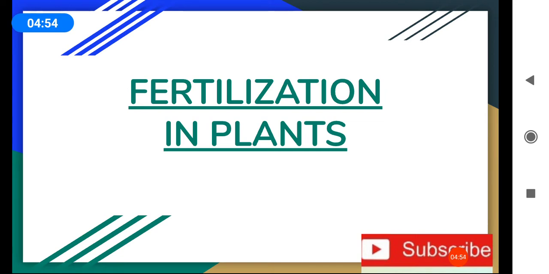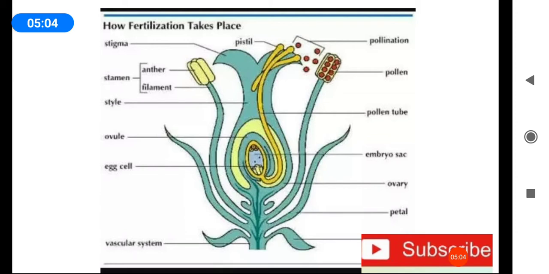Now let us learn fertilization in plants. How does fertilization take place in flowers? Through pollination, what will happen? Through pollination, pollen grains reach the stigma. Look at this picture. In this, yellow parts are there. Pistil is there. This pistil contains the stigma. The pollen grains from the anther are transferred to the stigma.